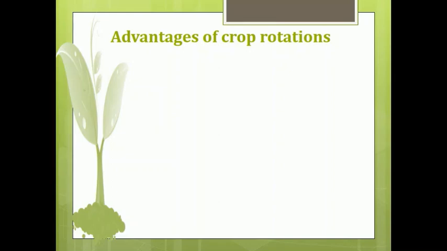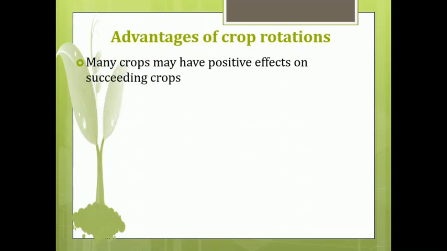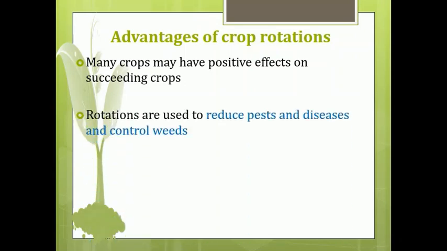Let's look at what the advantages of crop rotations are. Many crops may have positive effects on succeeding crops in the rotation, leading to greater production overall. Rotations are used to reduce pests and diseases in the cropping system and to control weeds by including smothering crop species or green manuring crops.